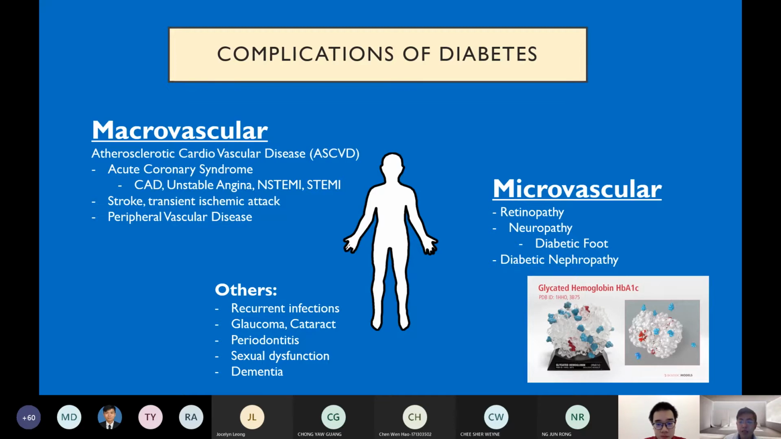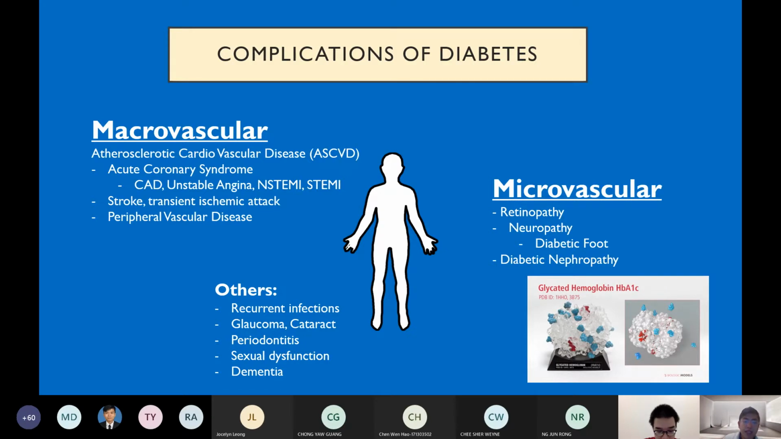Microvascular, moving on to the smaller vessels, you have your retinopathy, you have neuropathy, and neuropathy is also associated with your diabetic foot. So your diabetic foot is a combination of neuropathy as well as your peripheral vascular disease. And diabetic nephropathy is a very important complication to screen for in patients with diabetes. So other complications include recurrent infections in your genitalia, skin infections, cellulitis, or recurrent abscesses.